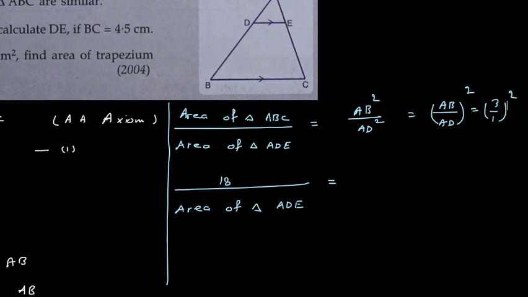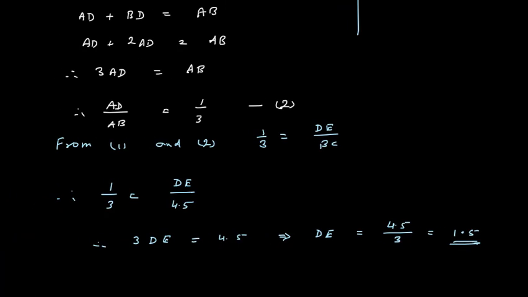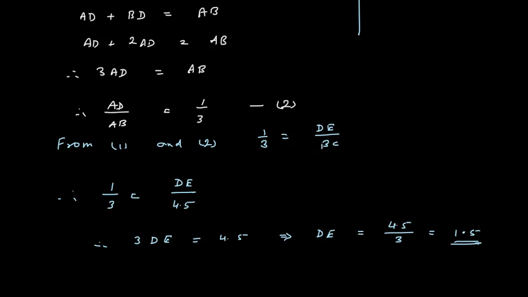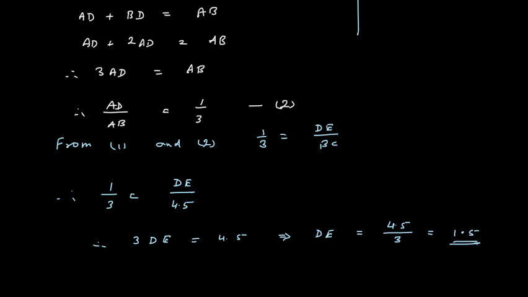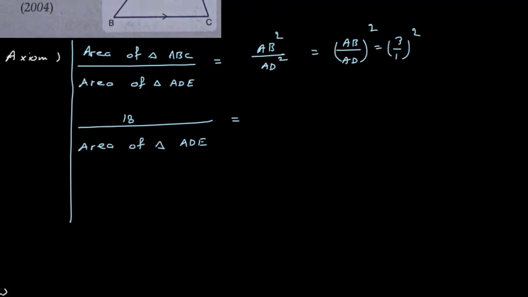The value of AB upon AD you have found here. If I show you, AD upon AB you have got 1 divided by 3. So AB upon AD will be 3 upon 1. Yes, I can say it from 2. So area of ABC upon area of ADE, 3 threes are 9, so it is 9 upon 1.